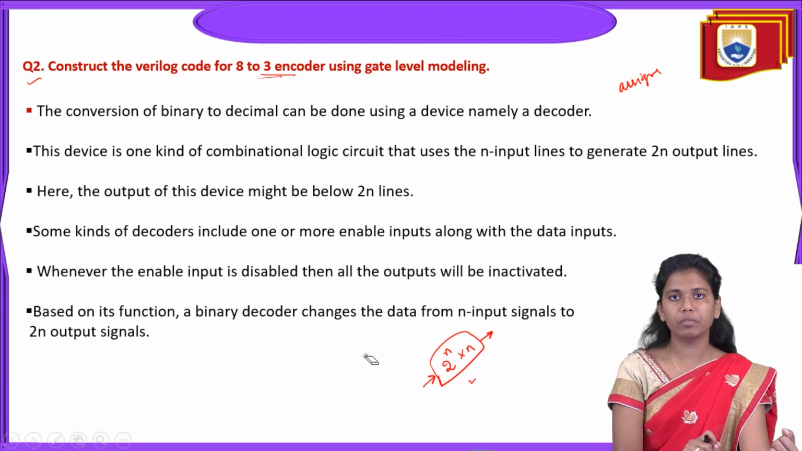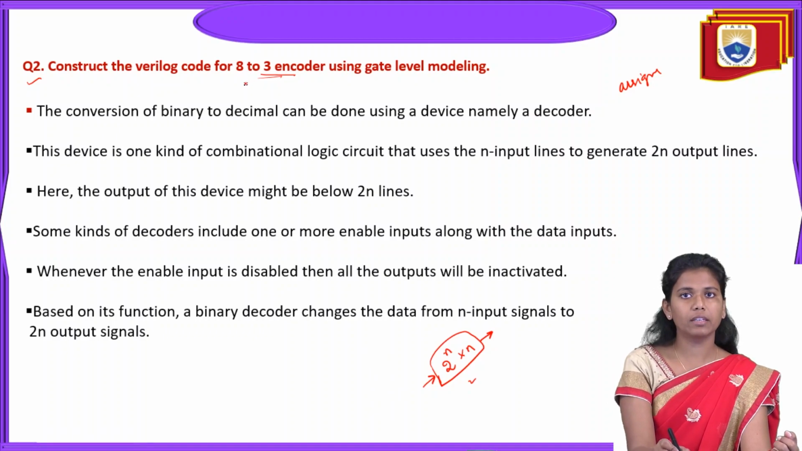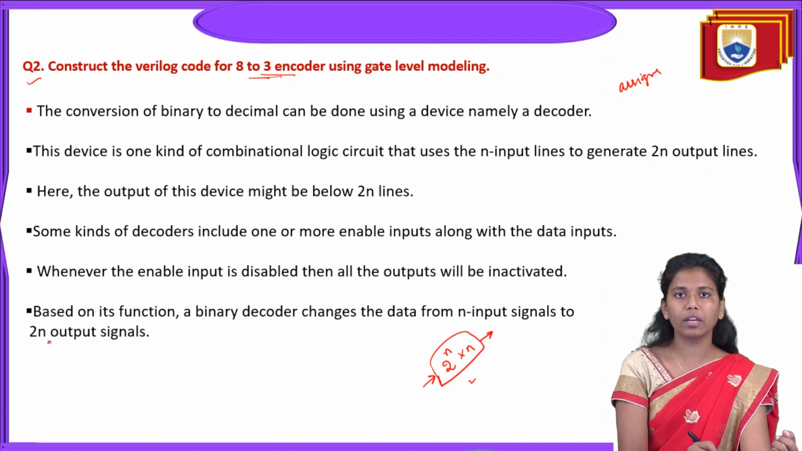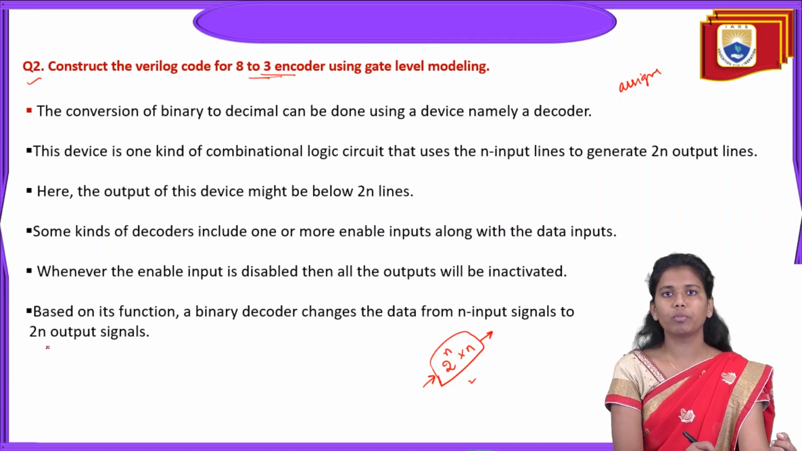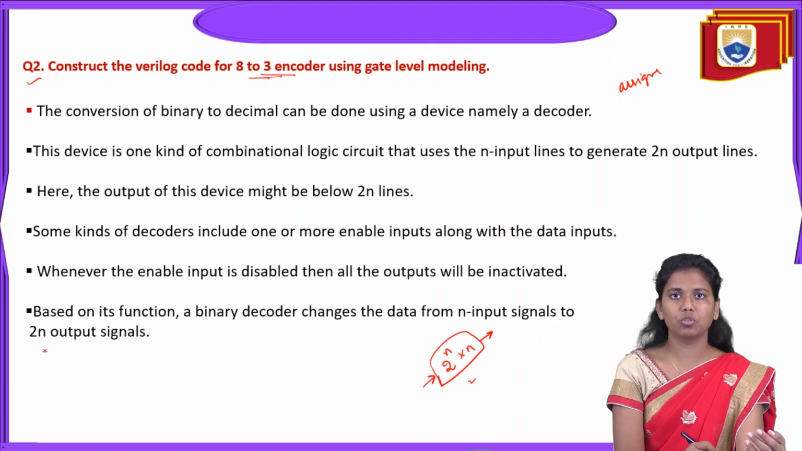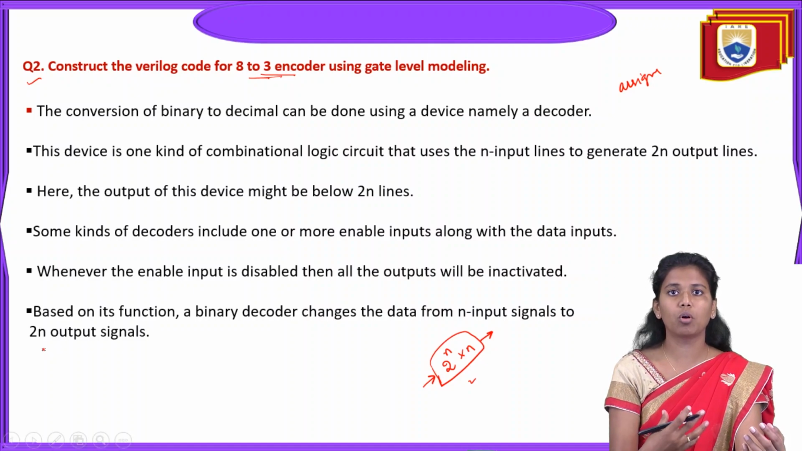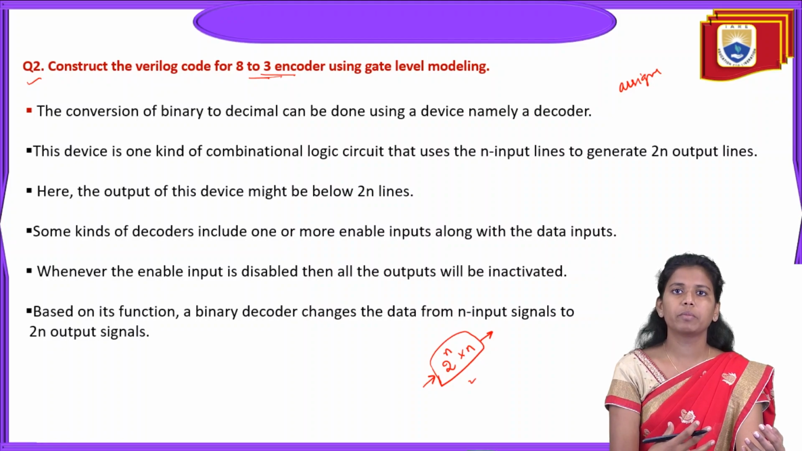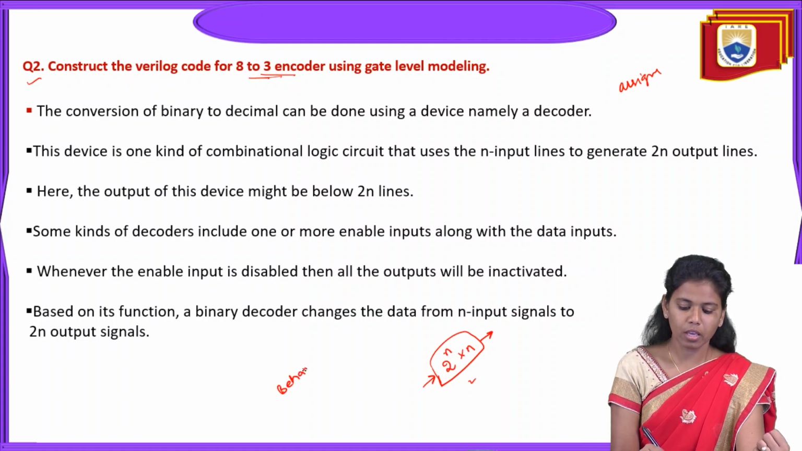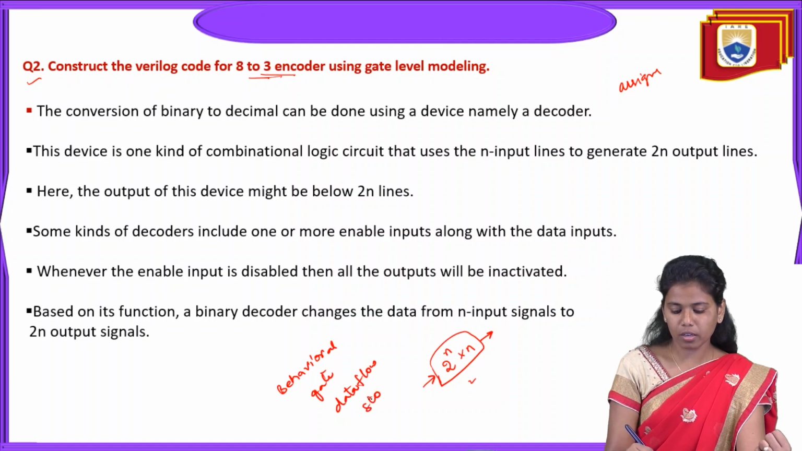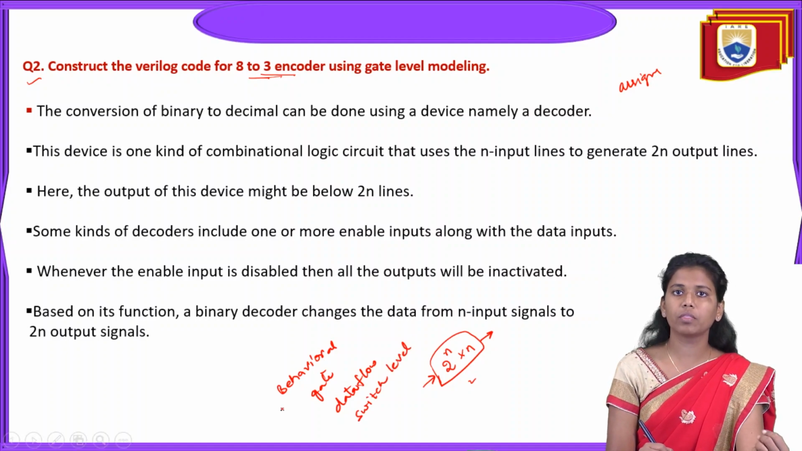In this particular example, we will see how we can write a Verilog code for this 8x3 encoder using gate level modeling. Also, whatever the example or circuit that you are considering, remember that there are 4 ways to write your Verilog code. You can write your Verilog code in behavioral modeling, gate level modeling, data flow modeling, as well as switch level modeling. So these are the 4 types of modeling styles in Verilog.